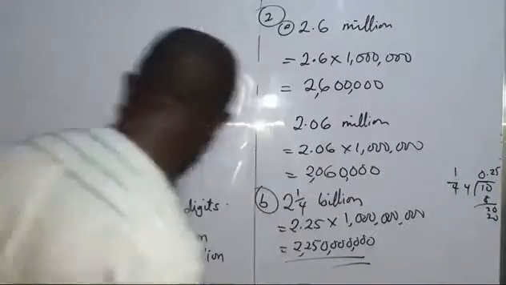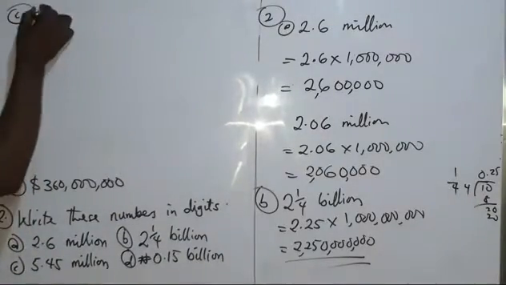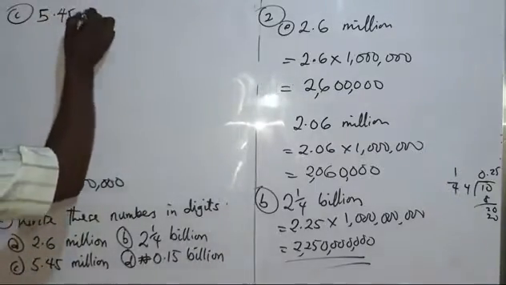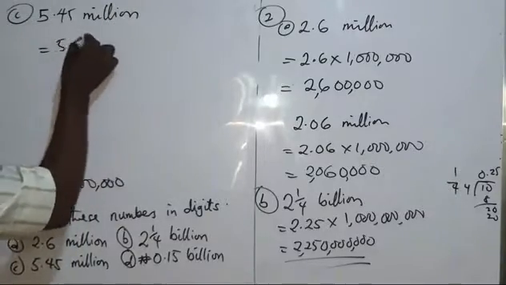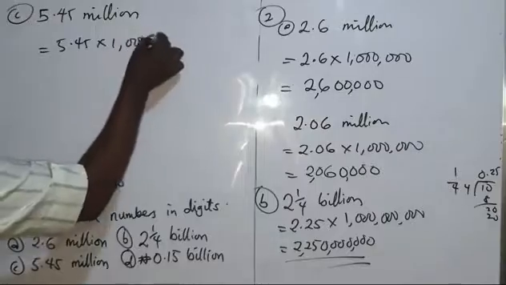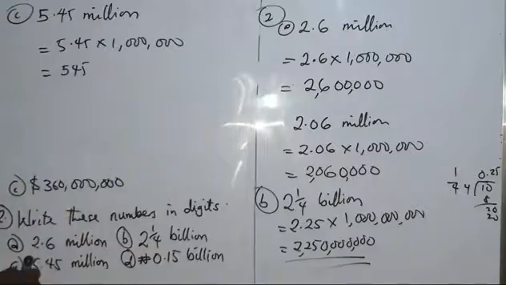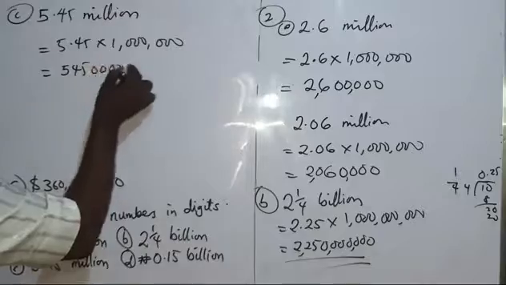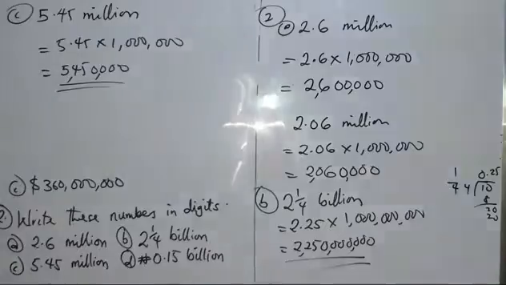Then the C part here. The C part is 5.45 million. That's the same thing with what we just finished. 5.45 million, right? So this will be 5.45 times 1 million. We ignore the decimal point, 545. We cancel 2 zeros, remaining 1, 2, 3, 4. So that is 5,450,000. I hope I'm making sense.